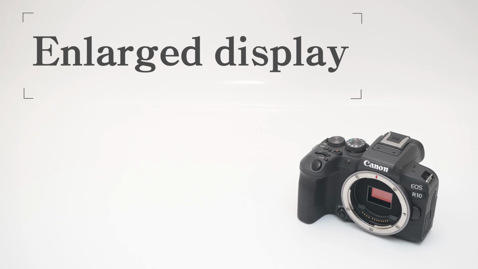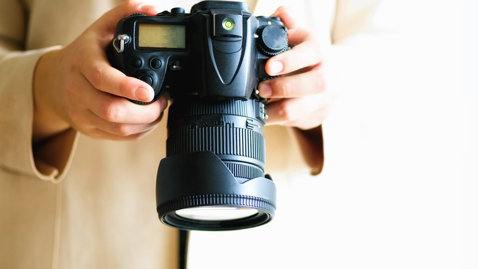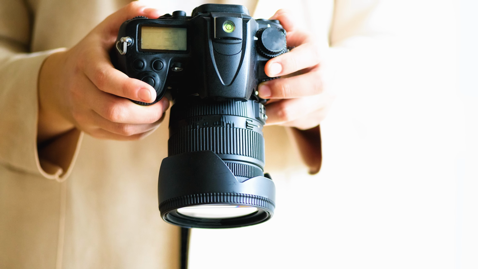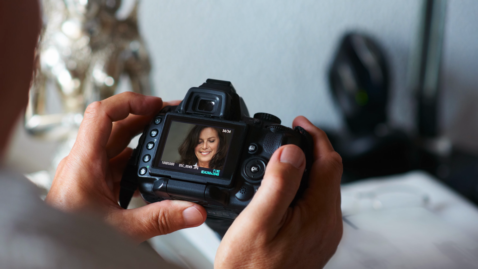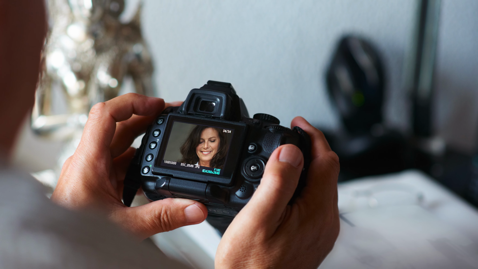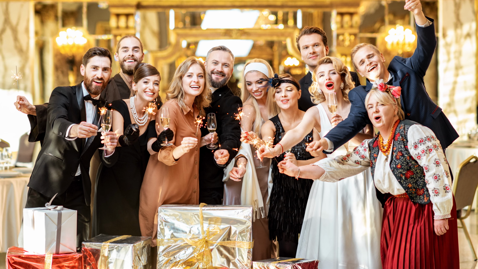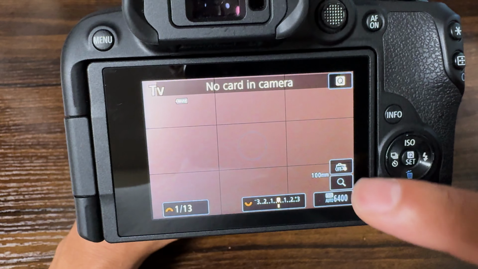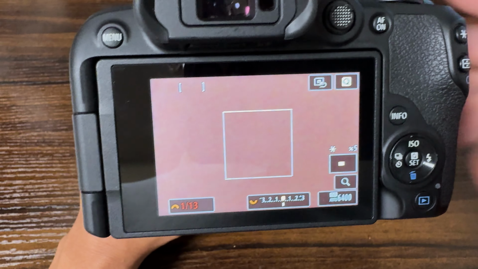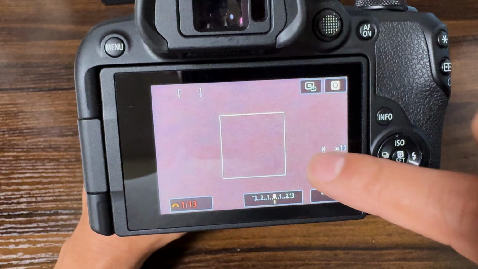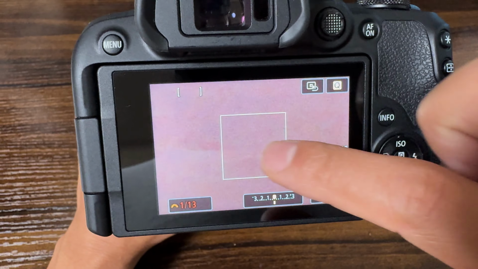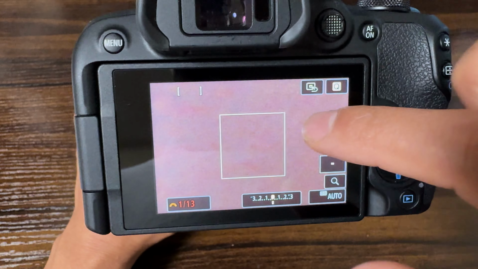Next is enlargement. The magnify feature allows you to zoom in on a specific area of the frame to see exactly where your most important focal points are. Recommended scenes: I want to zoom in and check the focus. I want to check their expressions when taking commemorative photos. Tap the magnifying glass icon. Press twice to zoom in further. Scroll the screen to move the displayed area.